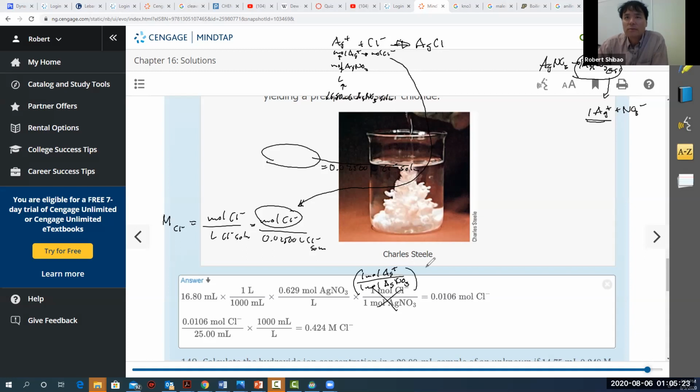And then I would use the balanced chemical equation up here and say that we get 1 mole of chloride ion for every 1 mole of silver ion that reacts. And then I would have added this. What they did was they combined these two into 1 and then divided by the 0.025 liters to get the molarity. That's the molarity of the chloride we have there.